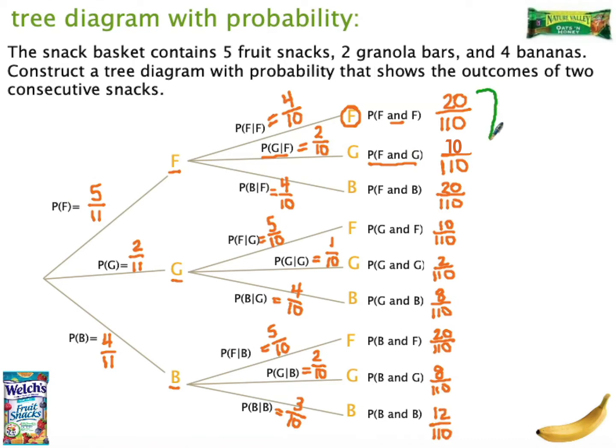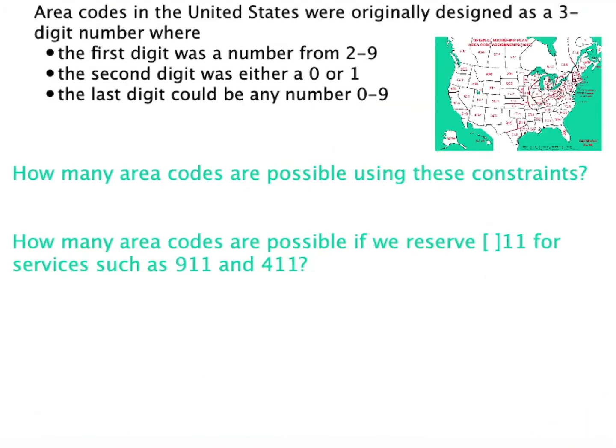A great way to check to see if you've done everything right is to see what the sum of all of those probabilities are. Since that represents the entire sample space, we should get 110 out of 110. That should be 100% of the possibilities. Here's one where we would definitely not want to make a tree diagram, so we're going to try to use that multiplication rule.